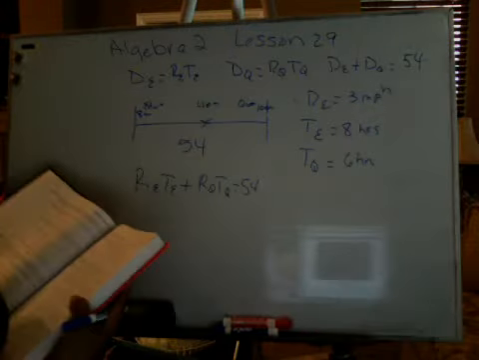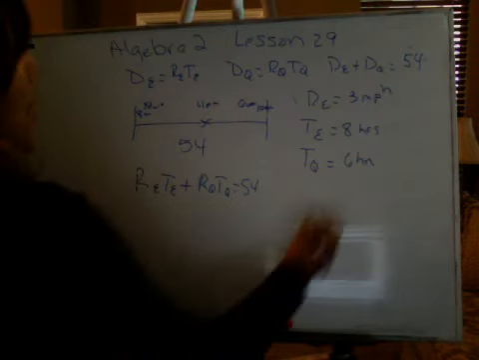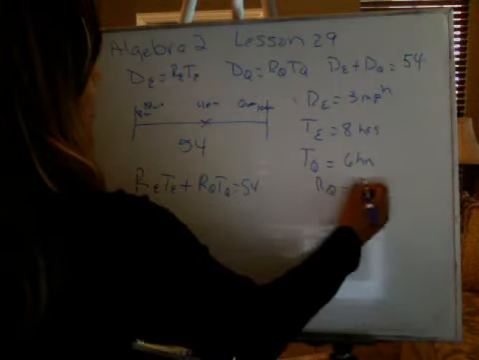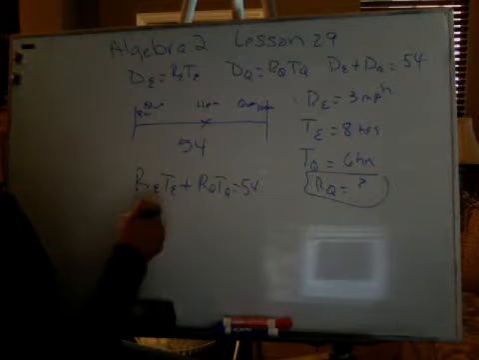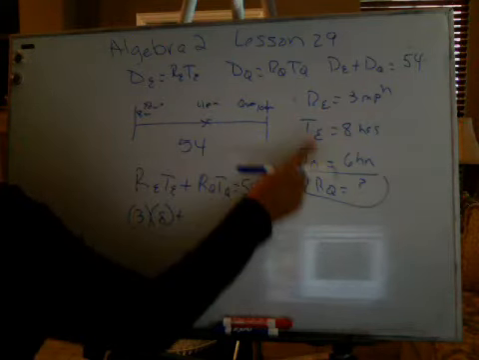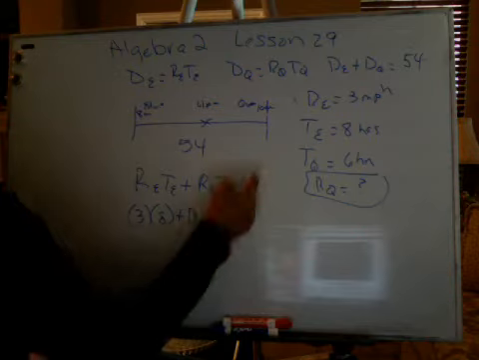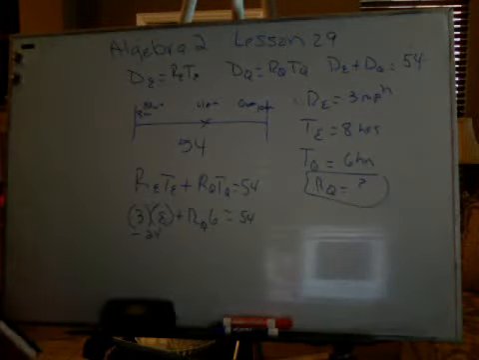All right, it says how fast did the Queen travel? So we want to know the Queen's rate. So we want to know R of Q. That's what we're finding. So let's plug in what we know. We know R of E. Do we know T of E? Yes, 8 hours. R of Q? No. Do we know T of Q? Yes, 6. It's 54. So I'm going to minus 24, and I'm just kind of combining steps here.